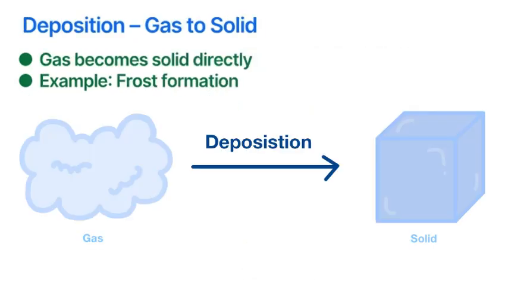Deposition is the reverse of sublimation. It occurs when a gas changes directly into a solid without first becoming a liquid. This happens when gas particles lose a large amount of heat very quickly. They slow down so much that they arrange themselves into a solid structure immediately. A common example is the formation of frost from water vapor on cold surfaces.